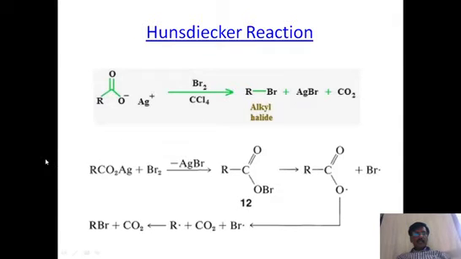You can look at the mechanism of this Hunsdiecker reaction. See this. This is RCOOAg, the silver salt, which first reacts with bromine. We are taking CCl4 just to avoid polarity. We don't want any polarity here, that's why we are using a neutral, non-polar solvent. So when bromine is present, silver bromide is removed and the bromine is attached to the carboxylate. So this is an acyl hypobromite.